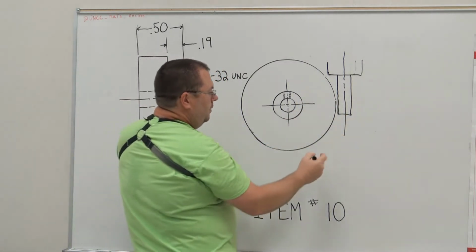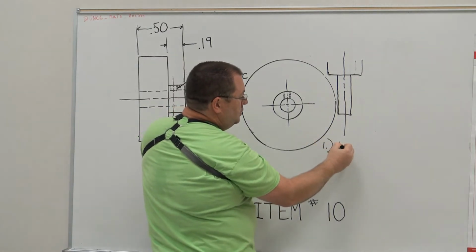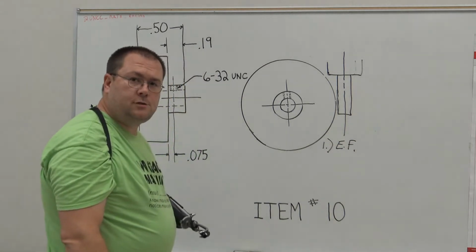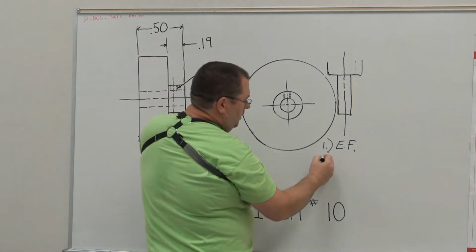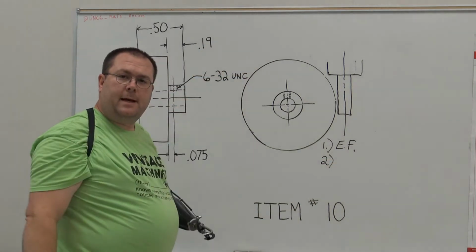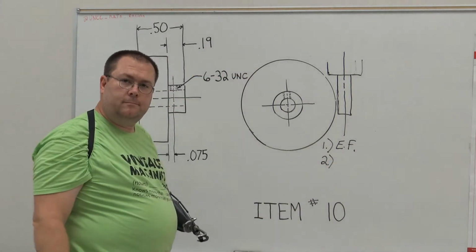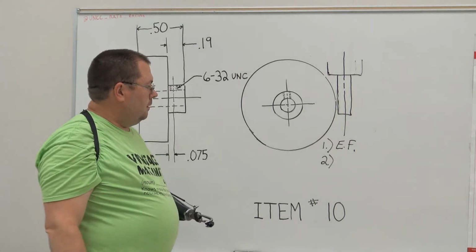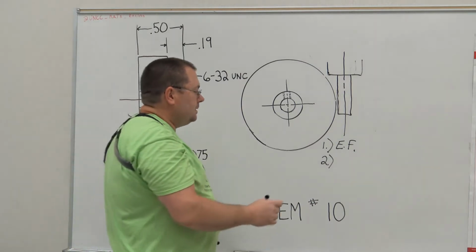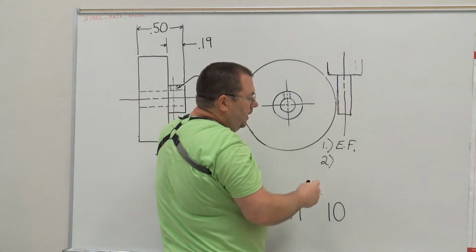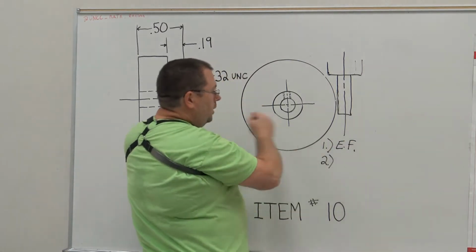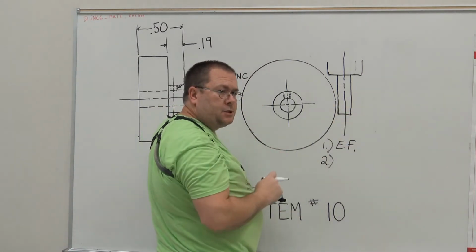I'm just going to write it down real quick. Edge find, so E, F, right? Do my edge finding. Number 2, retract the edge finder back up so I don't run into the part. Should be a pretty basic concept to think about, but I like to cover all my bases. Number 2, retract up. We won't write that down. Then we're going to step over, and we're going to call this the x-axis direction.